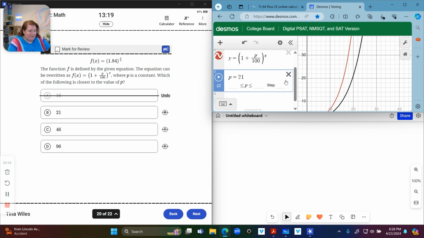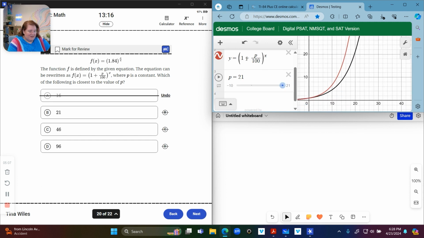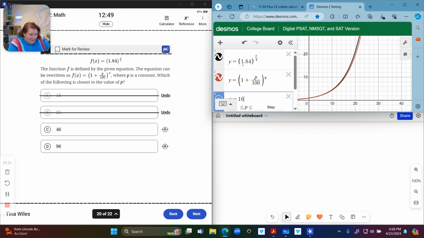P equals 21. Did I plug this one in right? Okay, yeah, just wanted to make sure I had the right equations in. So p equals 21, not the same. P equals 46, not the same. Okay, I thought I did the 1.84 to the x over 4, 1 plus p over 100. Yeah, that is a variable.